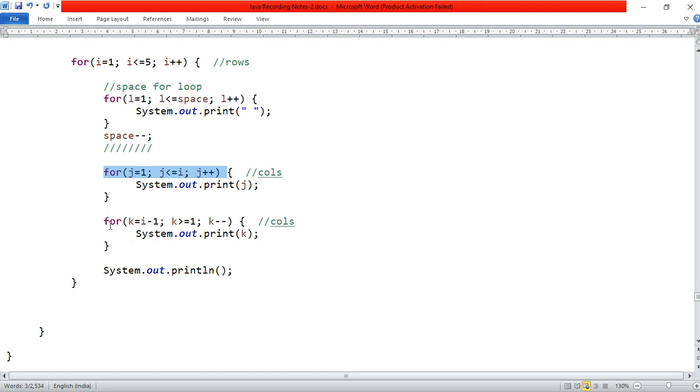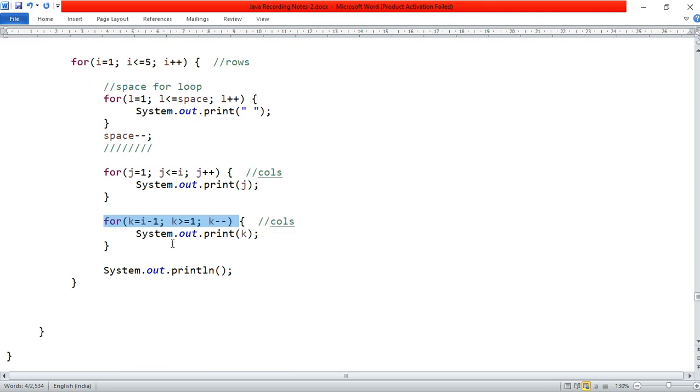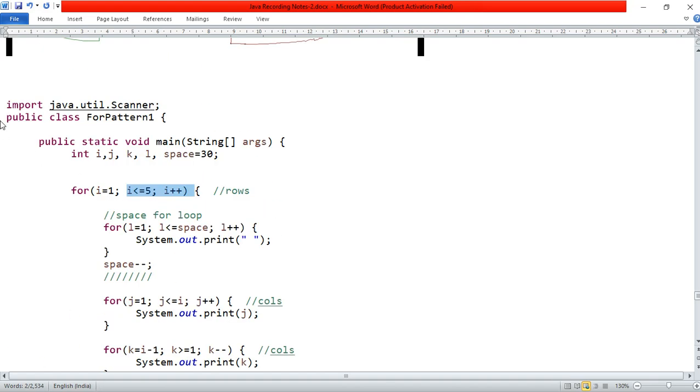Okay, when we come to k, k is equal to i minus 1 to 1 and k minus minus. See, same that we wrote, k is equal to i minus 1 to 1 and minus 1. So the same thing is written, and we have printed k here. So here we are printing the j, we are printing the k, and here we are printing the space. Run for how many times? 5 times. Okay. So let us see how we are going to get this program.